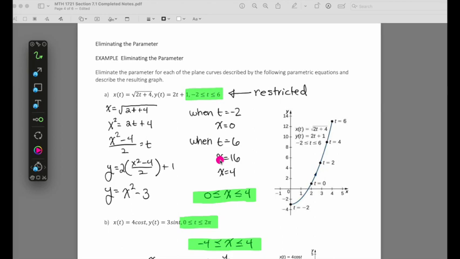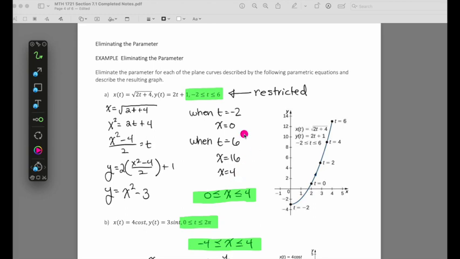So to find out what your values of x are, if I plug in t is -2 to figure out what my x is, I get 2 times -2, which is -4, plus 4, and I end up with the square root of 0, which is 0. So when t is -2, I get that x is 0. Now, if I look at the maximum value of t, when t is 6, I get 2 times 6, which is 12. 12 plus 4 is 16, and the square root of 16 is 4. So, I meant that to be x squared is 16, so x is 4. So when t is 6, I get that x is 4.